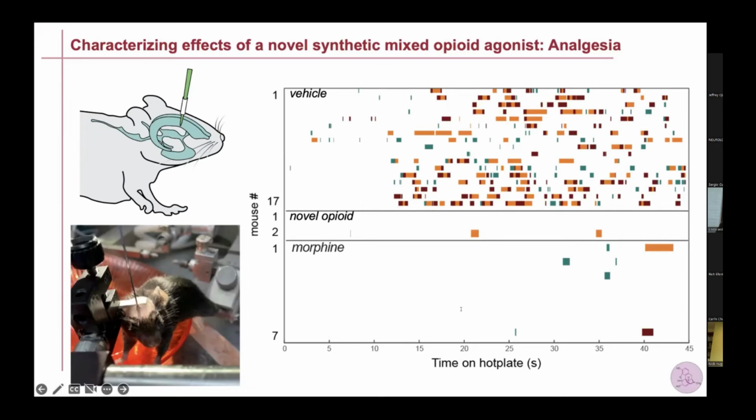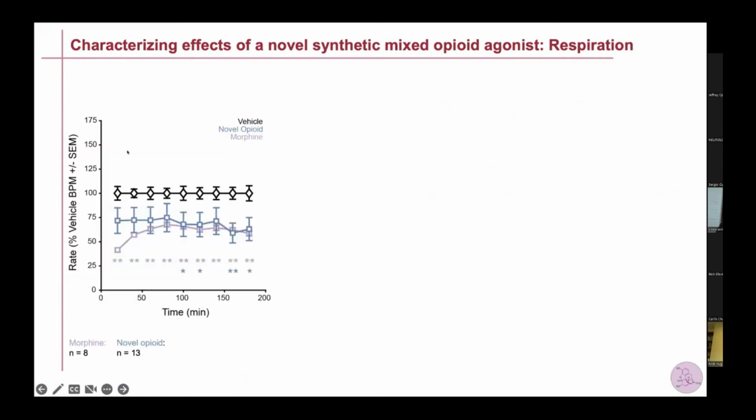However, when I looked at respiration, I found that the drug did not live up to its initial promise. Here I'm showing respiratory rate as a percentage of the mouse's baseline vehicle respiratory rate. And you can see that over the course of the 3-hour experiment, the novel opioid and morphine resulted in a decrease in respiratory rate.